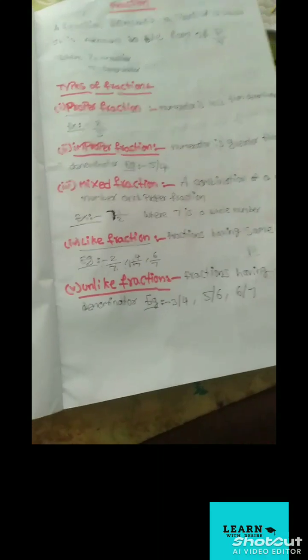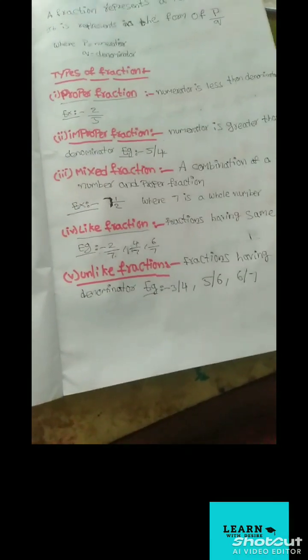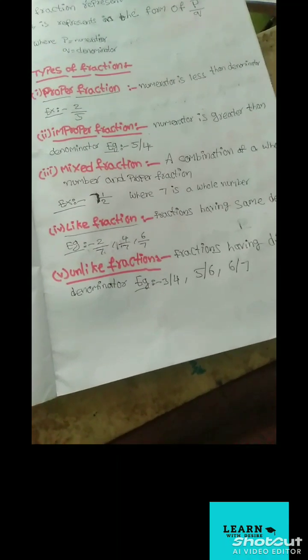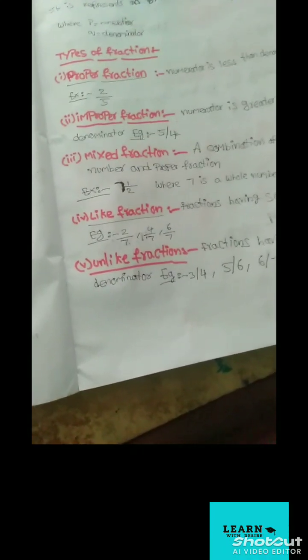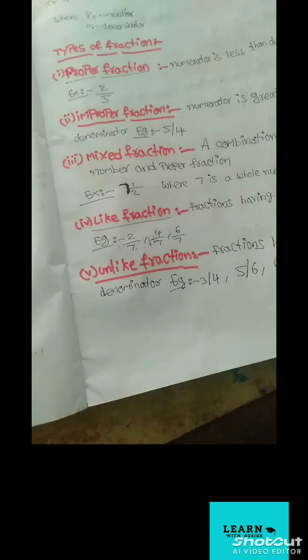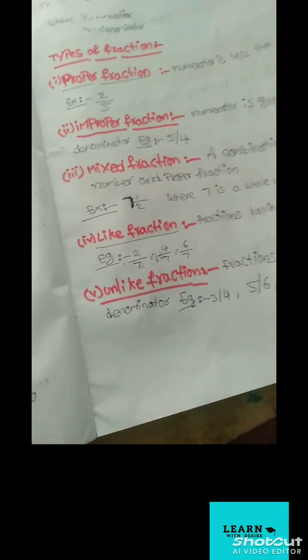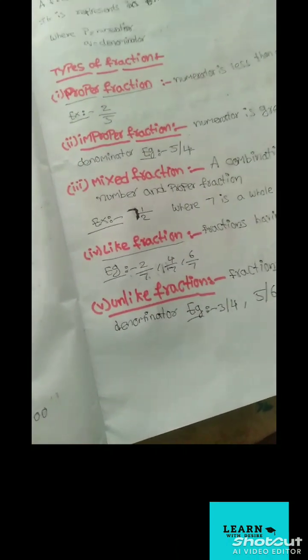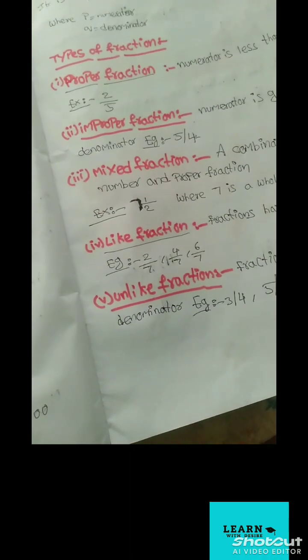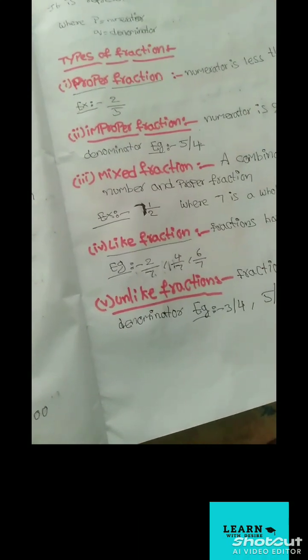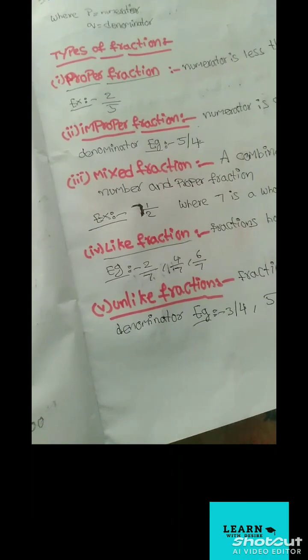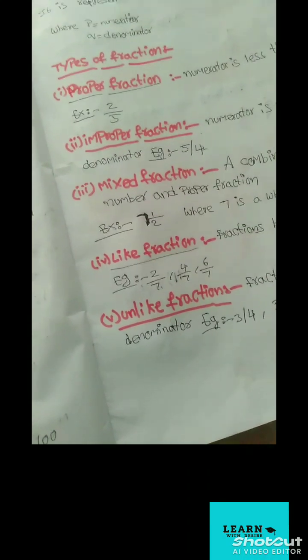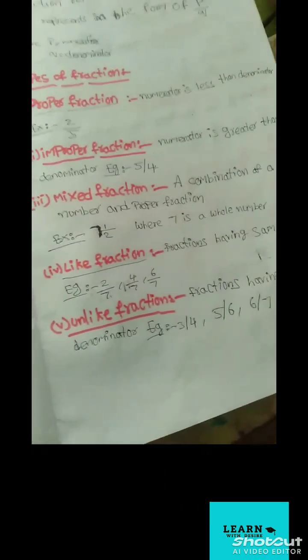Now let us see the types of fractions. There are 7 types of fractions. First one, proper fraction. In a proper fraction, the numerator is less than the denominator. The value above the divide symbol is called the numerator, and the value below the divide symbol is called the denominator. You can see the example also, 2 by 5, where the numerator is less than the denominator.